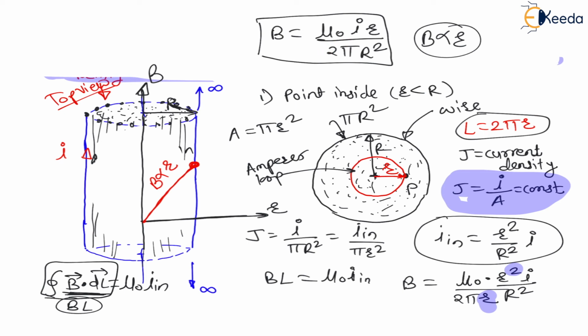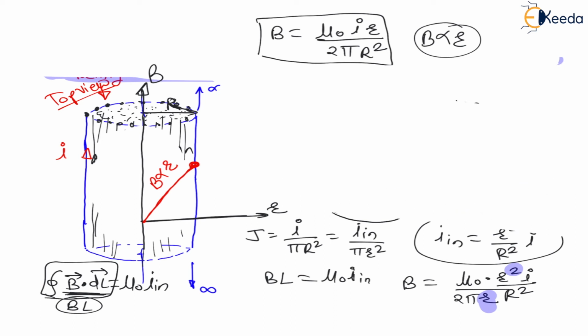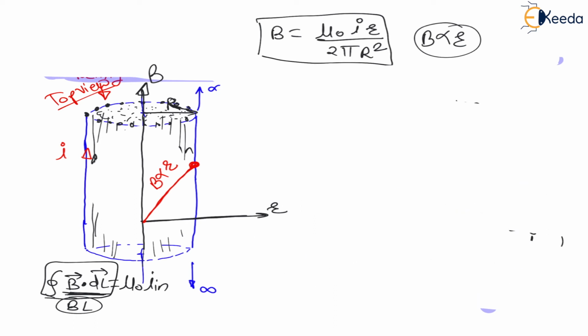Now let us consider a point outside. For a point outside we will consider, that is r greater than R, right? So the second condition I am considering. Here I will delete everything, and let us solve for the outside point. The outside point is very simple, right? Because it is just a current carrying wire for the complete loop, right?